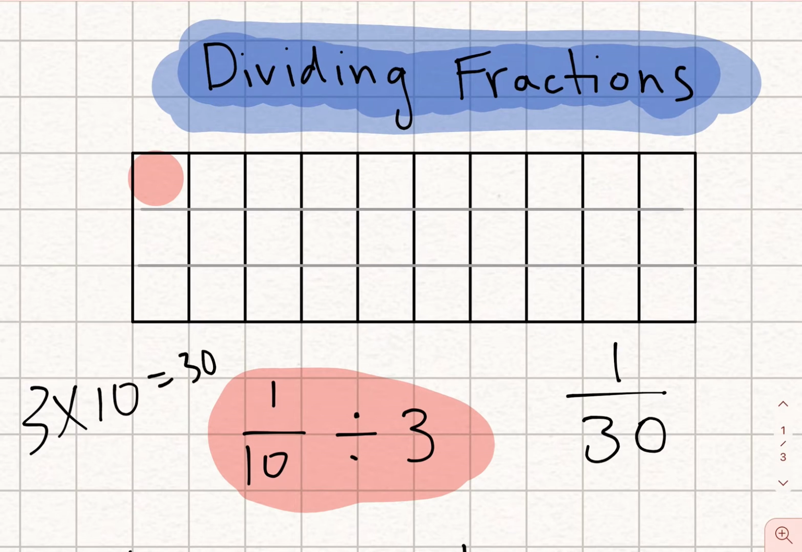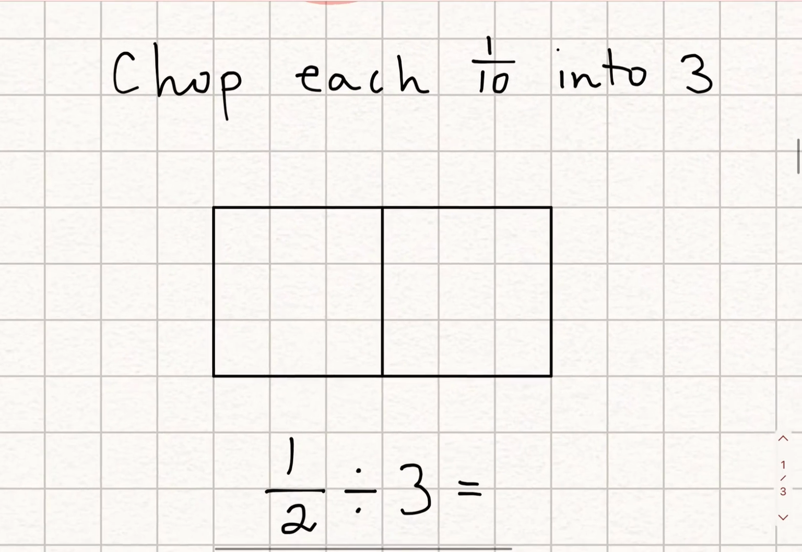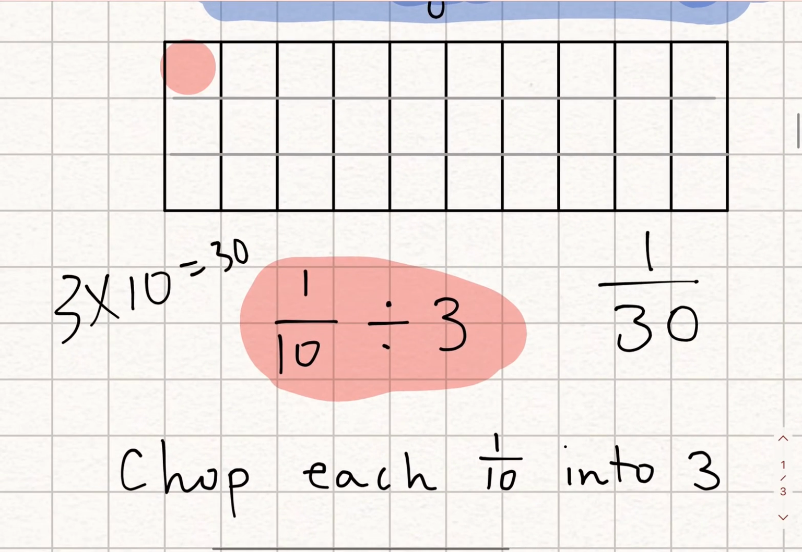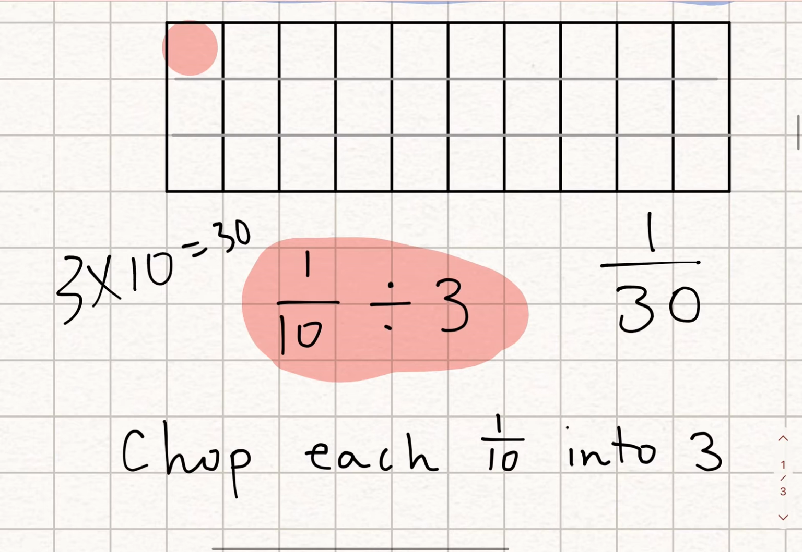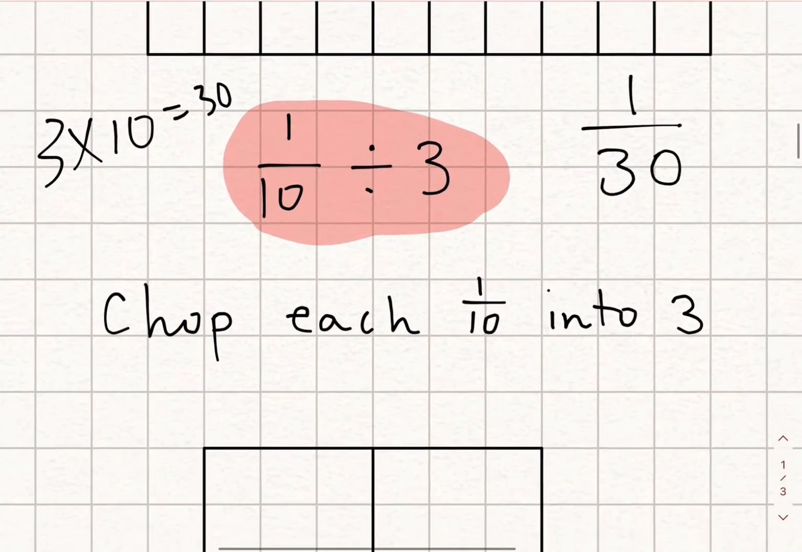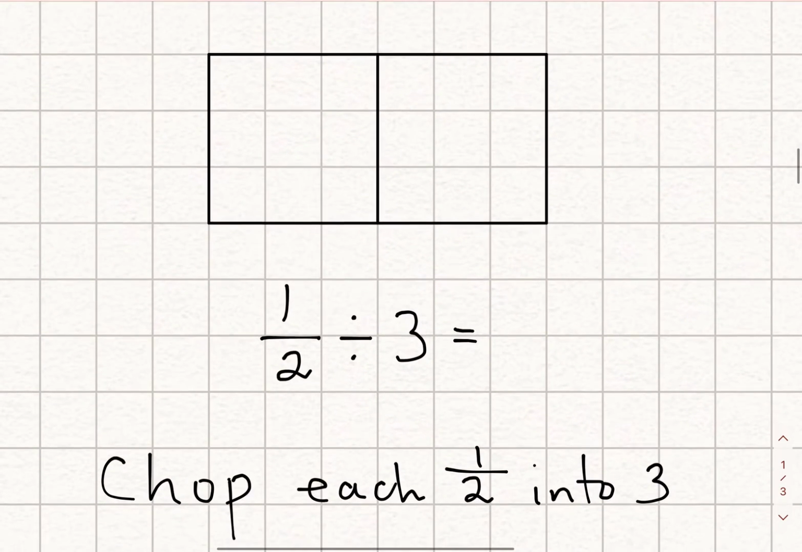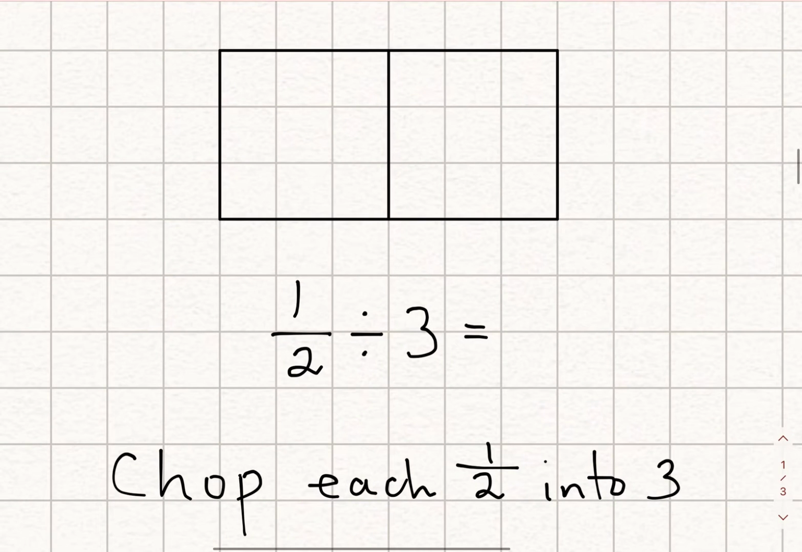Now, 1/30th. All right. Next up, let's try this with our next one. So we chop each tenth into 3, and then we count one of those, or one piece of that. 1/2 divided by 3. So a similar problem. So go ahead and draw this in your math notebook.